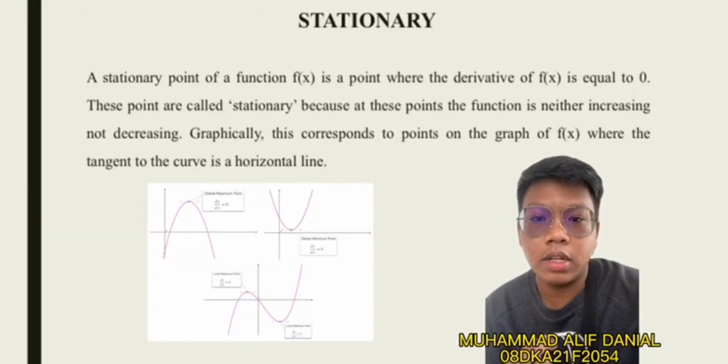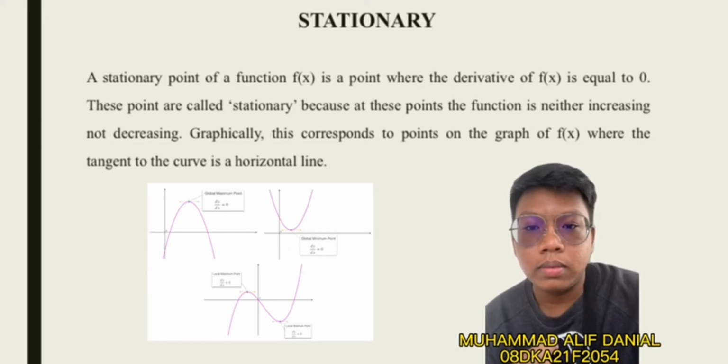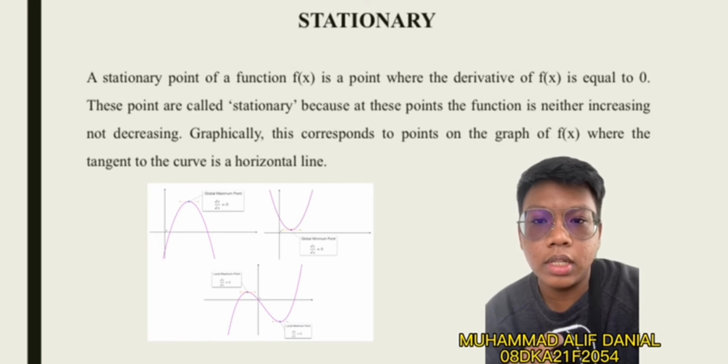Stationary. A stationary point of a function f(x) is a point where the derivative of f(x) is equal to 0. These points are called stationary because at this point, the function is neither increasing nor decreasing. Graphically, this corresponds to a point on the graph of f(x) where the tangent to the curve is a horizontal line.